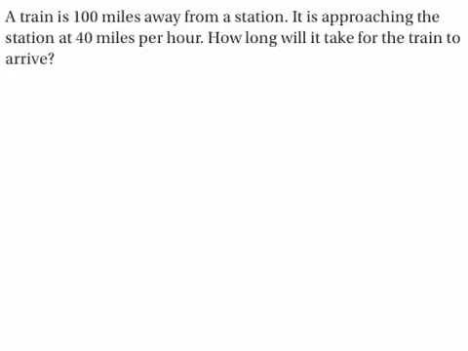The next example says a train is 100 miles away from a station. It is approaching the station at 40 miles per hour. How long will it take for the train to arrive? I can write an equation saying that 40 miles per hour, so 40 times the number of hours that I've traveled, I need it to equal 100. So I have 40h, where h is hours, equals 100.